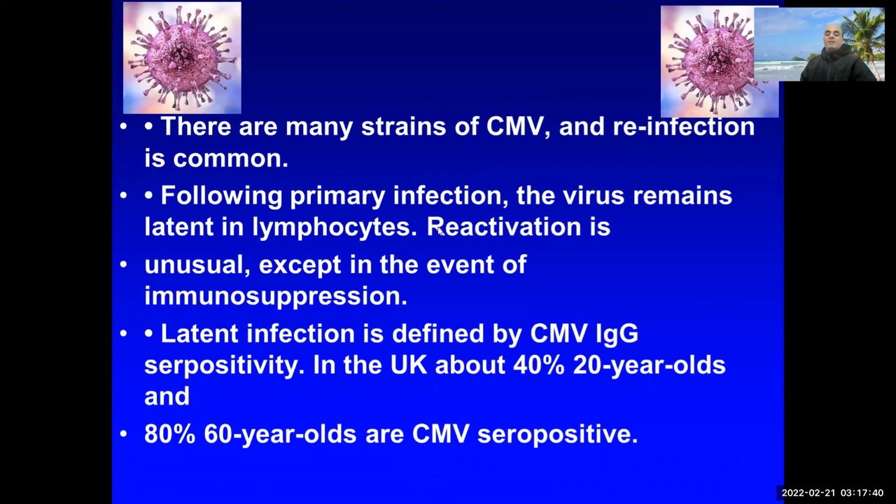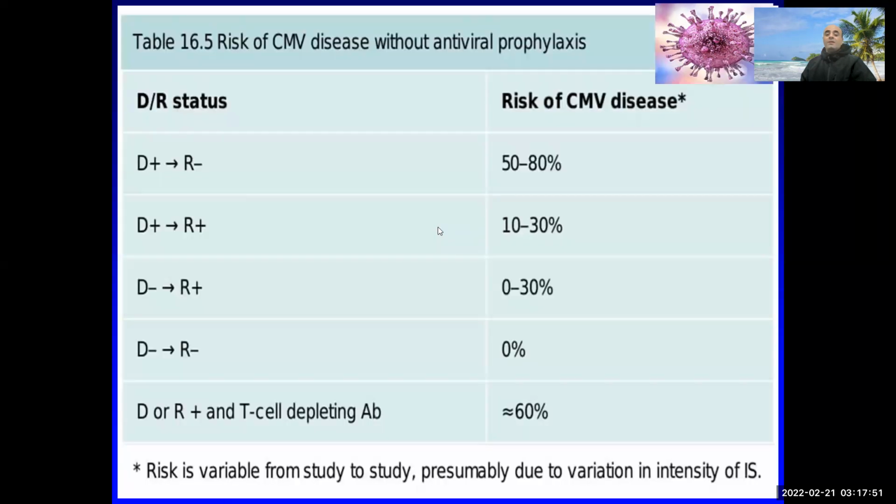Latent infection is defined by CMV IgG seropositivity. In the UK, about 40% of 20-year-olds and 80% of 60-year-olds are CMV seropositive. The risk of CMV disease without antiviral prophylaxis: if donor positive, recipient negative, around 50 to 80%; both positive 10 to 30%; donor negative, recipient positive 0 to 30%; donor negative, recipient negative 0%. This is the risk of CMV disease without antiviral prophylaxis, 80% if the donor is positive and the recipient negative, 0% if both negative.